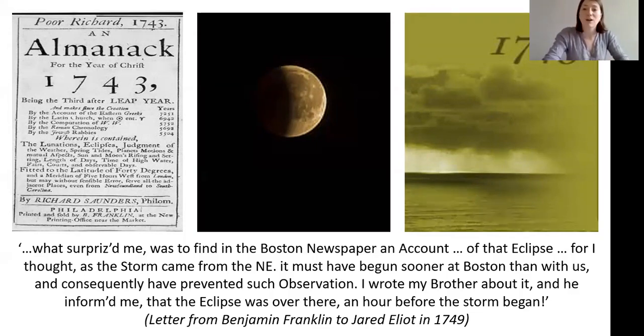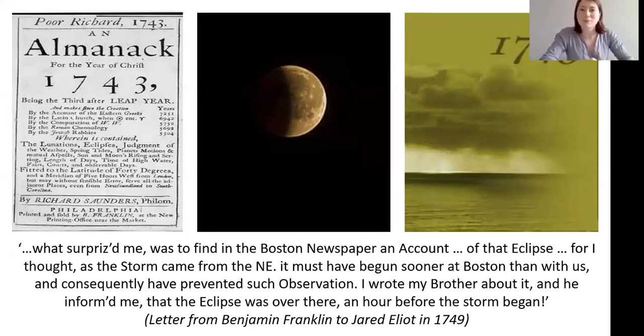So all the clouds and rain meant that he was disappointed he couldn't see it. But then the next day he was very surprised to read in some newspapers from other cities around Philadelphia that they'd been able to see the eclipse. One of these was Boston, which is actually the city where he was born, where he spent his childhood. And Benjamin Franklin was confused by this because Boston is northeast of Philadelphia, and the wind that night he thought had been coming from the northeast. So he thought that was very strange. He'd expected the storm to be in Boston before it got to Philadelphia.